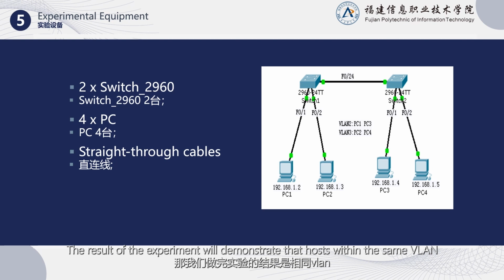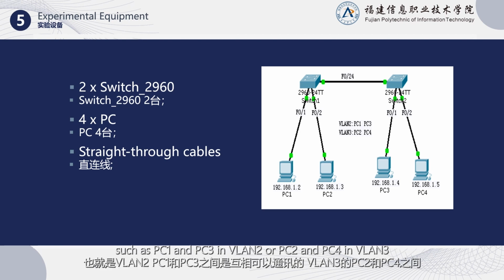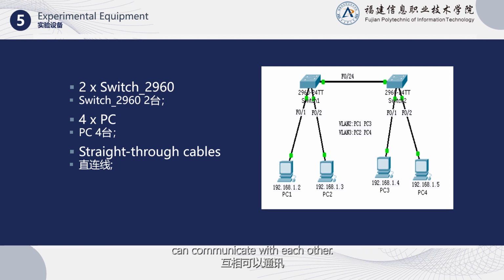The result of the experiment will demonstrate that hosts within the same VLAN, such as PC1 and PC3 in VLAN 2 or PC2 and PC4 in VLAN 3, can communicate with each other. However, communication between PCs in different VLANs will not be possible as they belong to separate VLANs.